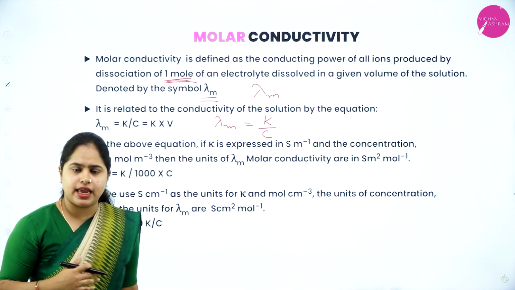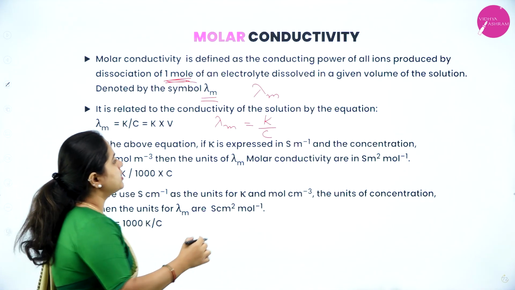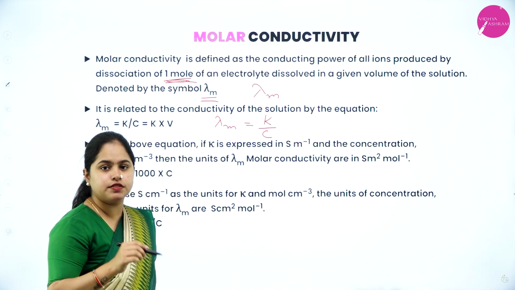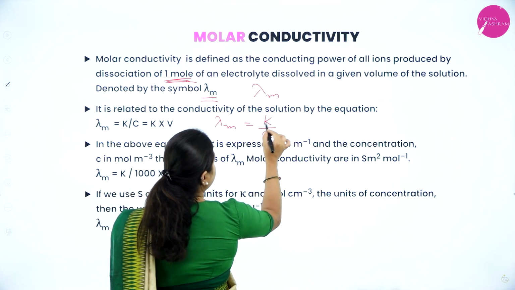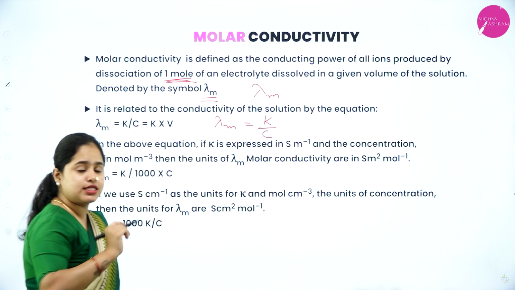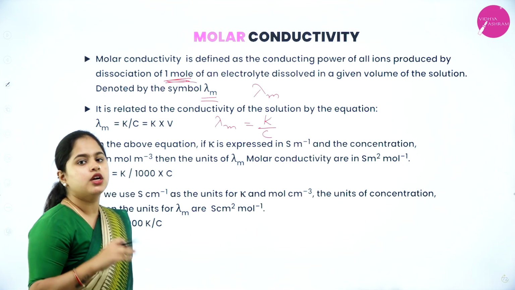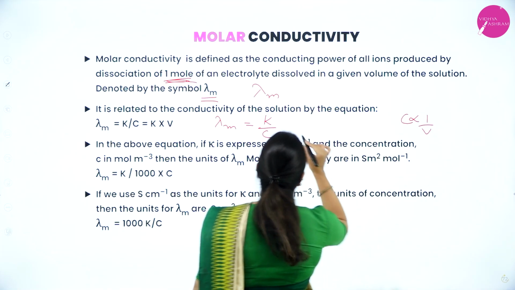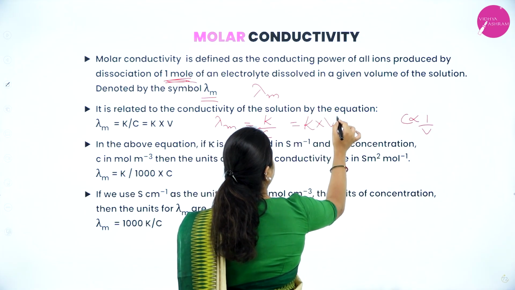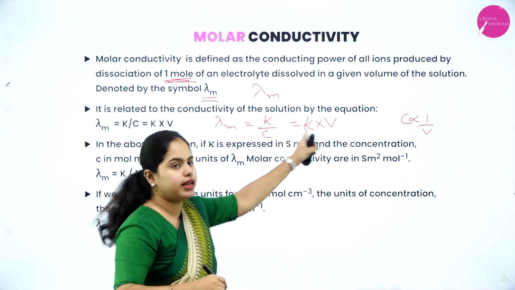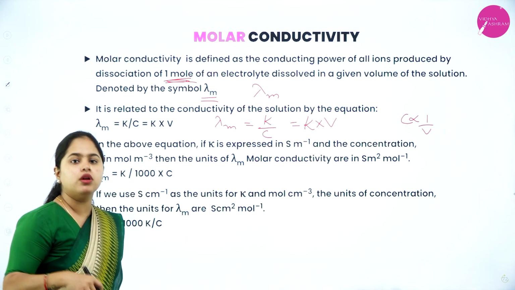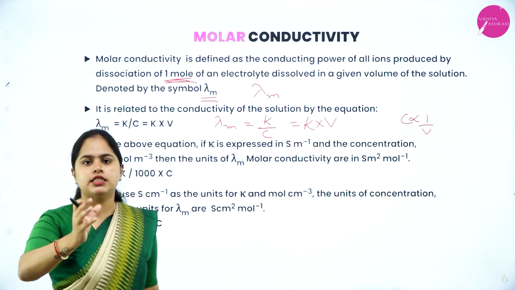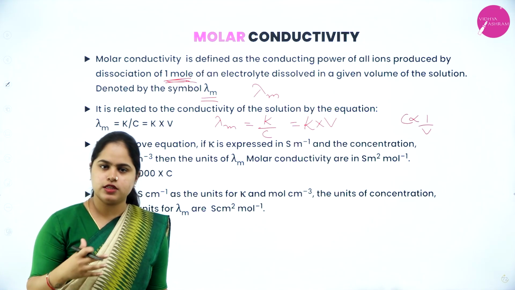Now what was K? K is conductivity, right? So it is the conductivity of 1 mole of an electrolyte. That is why K by C, where C stands for the concentration. We also know that the concentration is inversely proportional to the volume. So I can also write the equation as K by C or K into V. So this is the equation for molar conductivity. I hope you understood what is molar conductivity. Conductivity of 1 mole of an electrolyte is called molar conductivity.